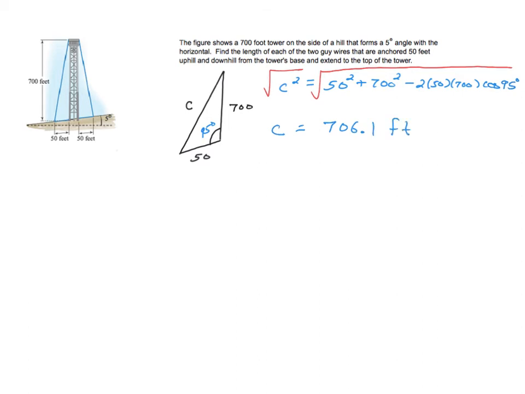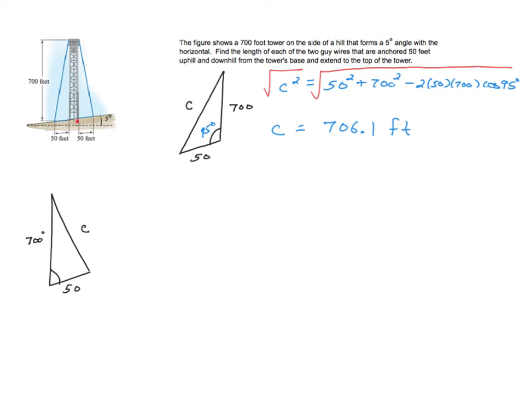Now to figure out the length of this wire here, same idea. I'm going to draw a triangle for it. So it's something like, okay, well here's the height. The wire comes down like this, and it's not a right angle because the hill is sloping upward, so it's some other angle here. The thing we're solving for is the length of this side, which I'll call C again. I know that this is also 50 feet, and this is 700 feet. This is really looking similar to what we're going to do up here. The only difference is going to be the angle.